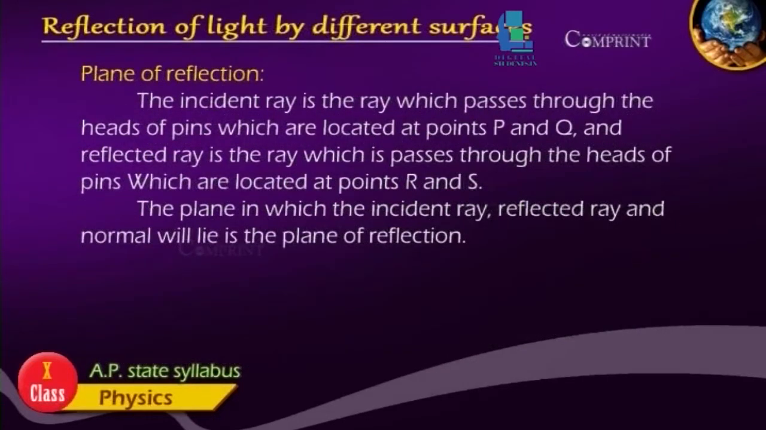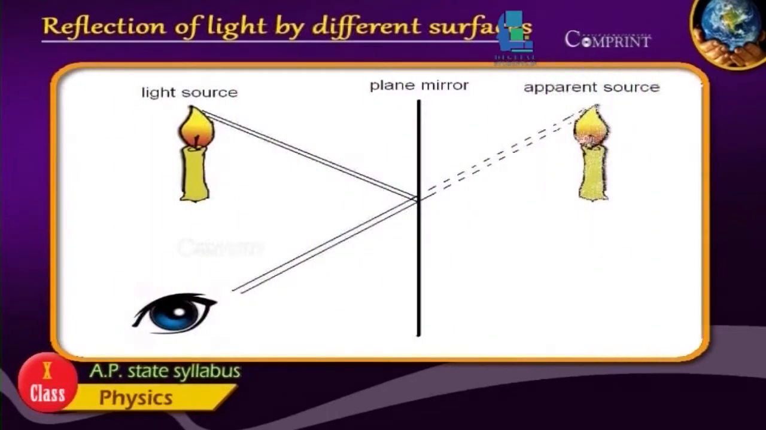Plane of reflection. The incident ray is the ray which passes through the heads of pins which are located at points P and Q, and the reflected ray is the ray which passes through the heads of pins which are located at points R and S. The plane in which the incident ray, reflected ray and normal lie is the plane of reflection.